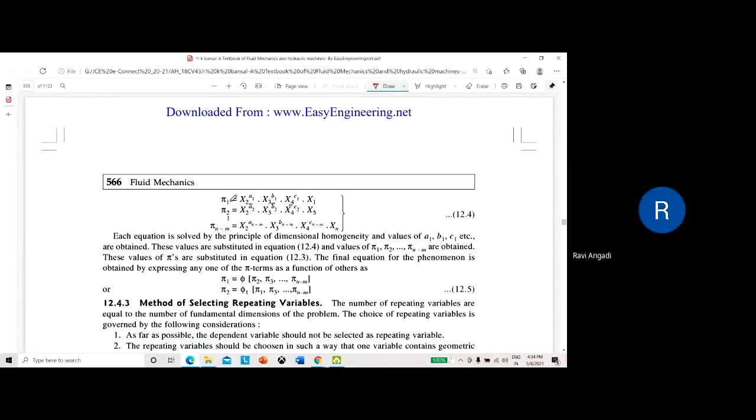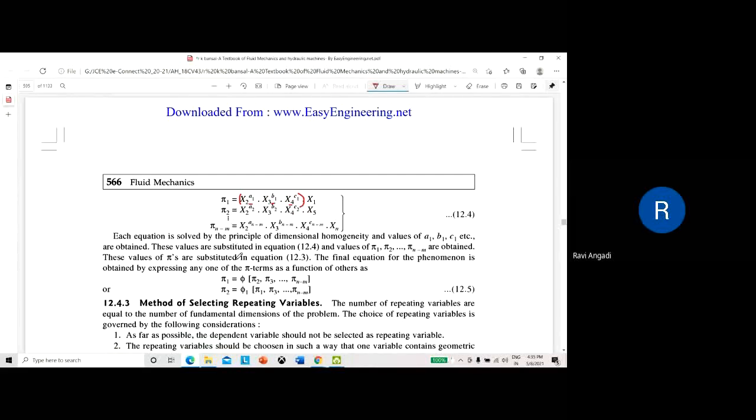Because I'll come to know that there are 7 pi terms involved in a system, I go on writing pi 1, pi 2, pi 3 till pi 7. Whenever I'm writing the expression for pi 1, I have selected x2, x3, x4 as the repeating variables. These will be repeating in each pi term, so those variables are to be written very first: x2, x3, x4. Then you have to write the powers a1, b1, c1.